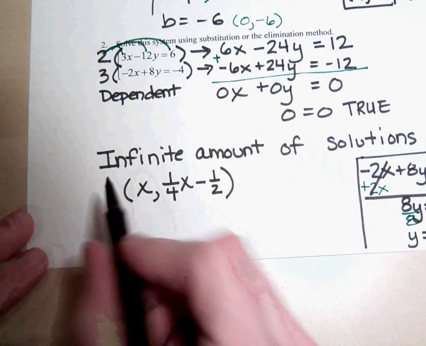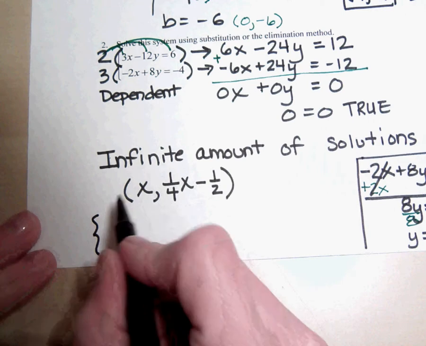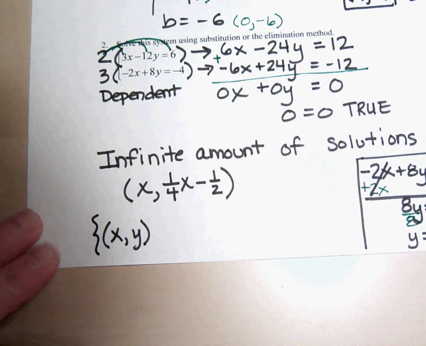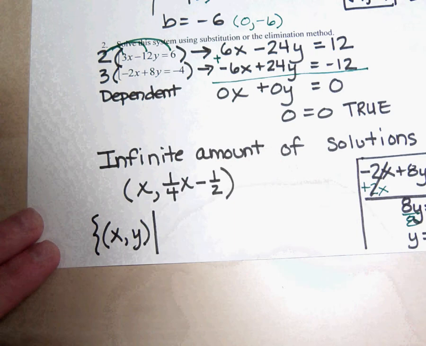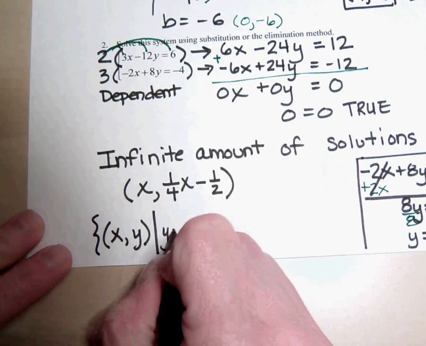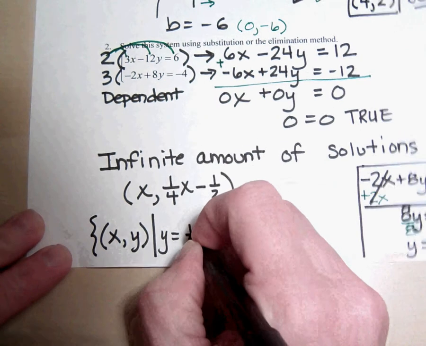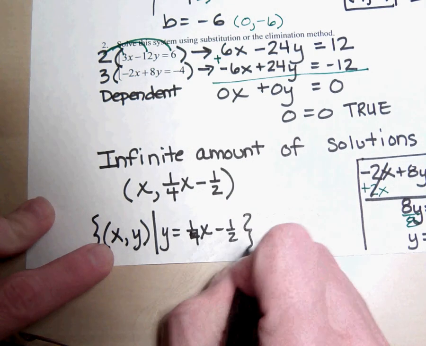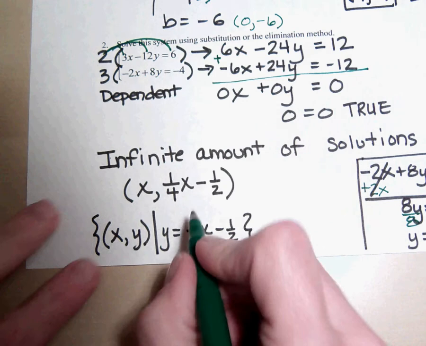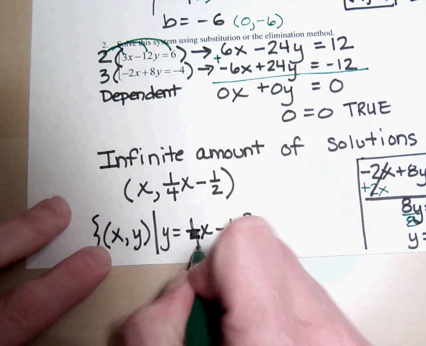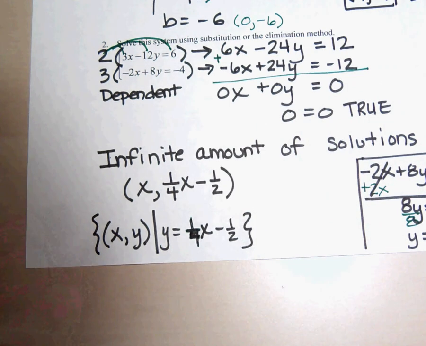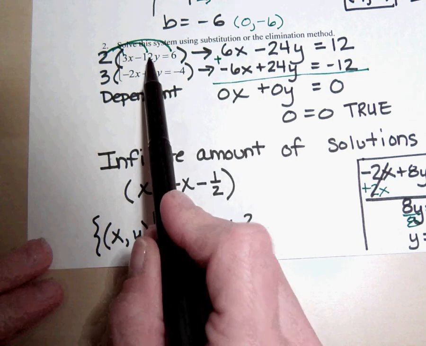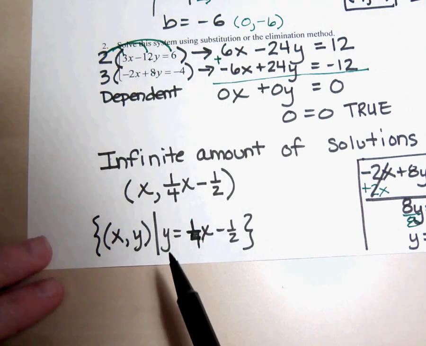You can also write it in set builder notation. So this is saying the solution set contains the set of all points x comma y such that y equals 1/4 x minus 1/2. Or right here, instead of the slope-intercept form, I could have just picked one of those two and put them in there. Either one.